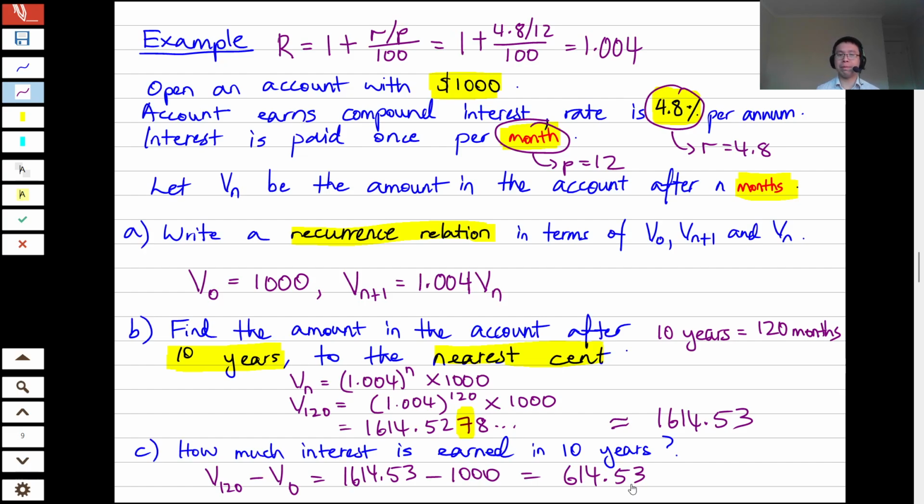As an exercise, I invite you to compare 4.8% per annum paid monthly with 4.8% per annum paid yearly. You should find that compounding monthly gives you a slightly better return than compounding once per year. Maybe we'll do a do now in our first lesson next week, making that comparison.